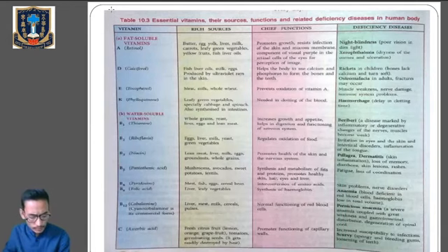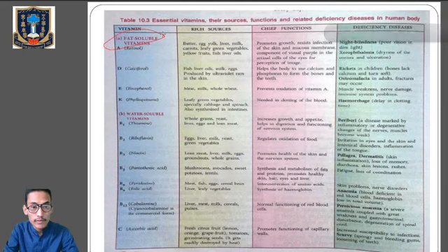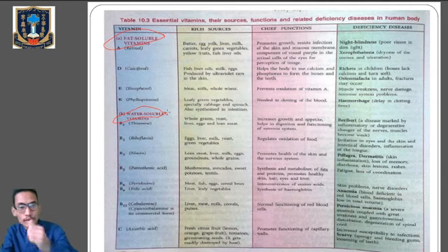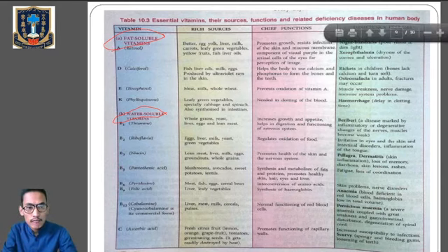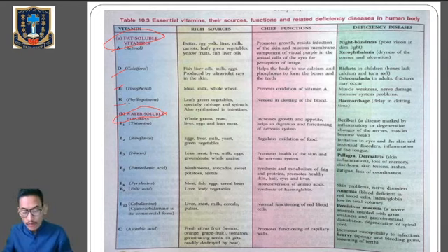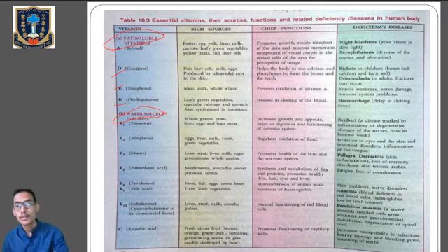Now table number 10.3, you will see the essential vitamins, their sources, functions, and related deficiencies in the human body. Okay, so you can see over here fat soluble vitamins and the water soluble vitamins. I'll just give you the examples, go through it. Fat soluble vitamins: vitamin A, vitamin D, E, and K. So vitamin A, D, E, and K are the fat soluble vitamins. Now what to remember here? Their sources, their functions, and their deficiency diseases.